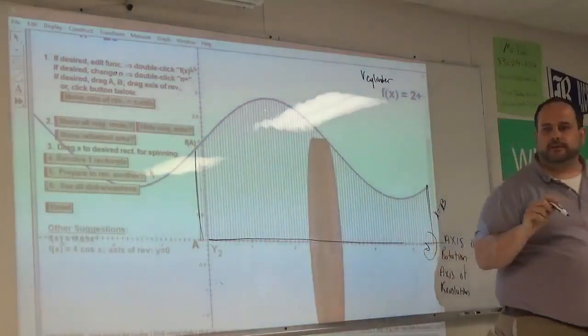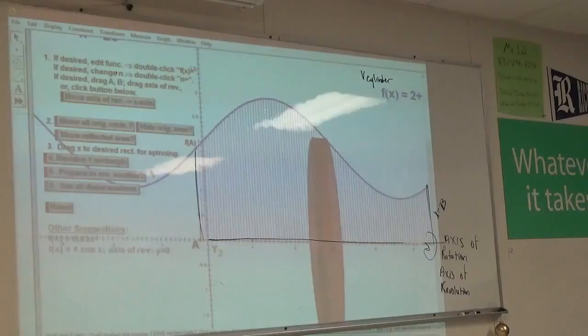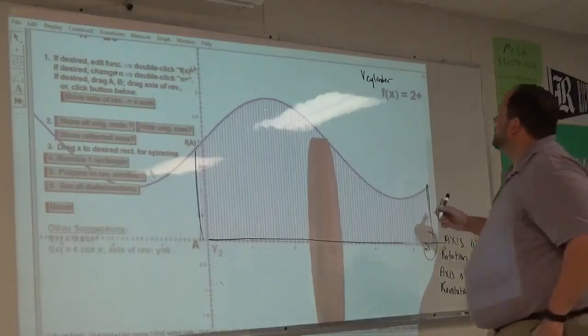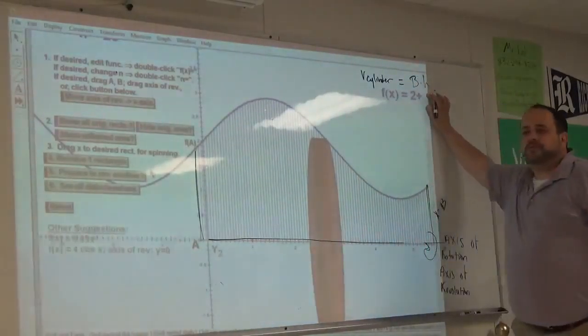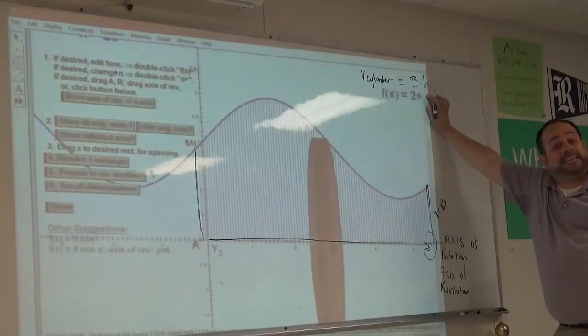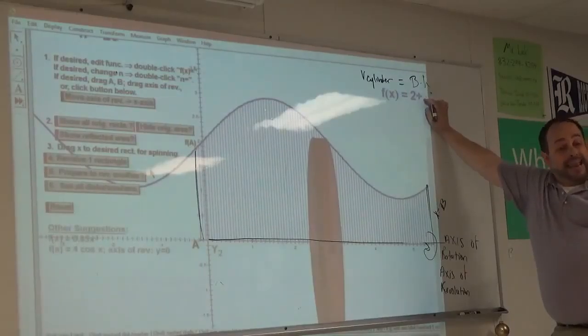Who remembers volume of a cylinder? Here's the hint. It's a circle that has some thickness. What do you got for me? Pi r squared times the height. Okay, some people last period remembered that volume for cylinders and prisms is big B times H, where big B stands for the base. What's the area for the base of a cylinder?